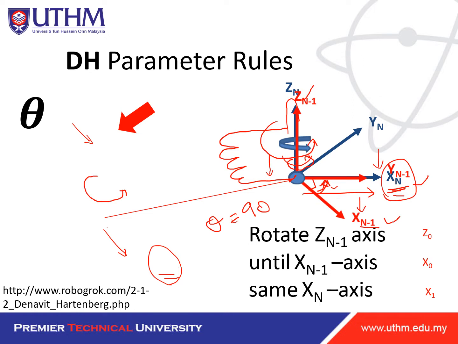So that one is easy. We also need to remember that if the Zn minus 1 is an actuator, which means it has a motor, then we don't need to determine the theta value. We just put the actuator theta for this part, which is just theta 1, because the theta may change as the actuator moves.